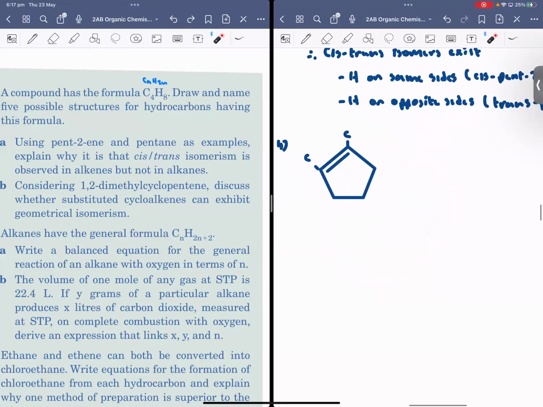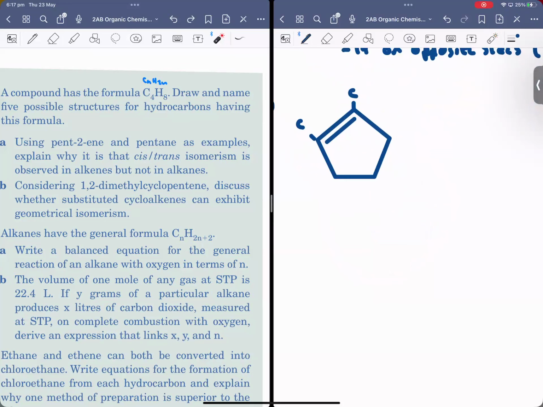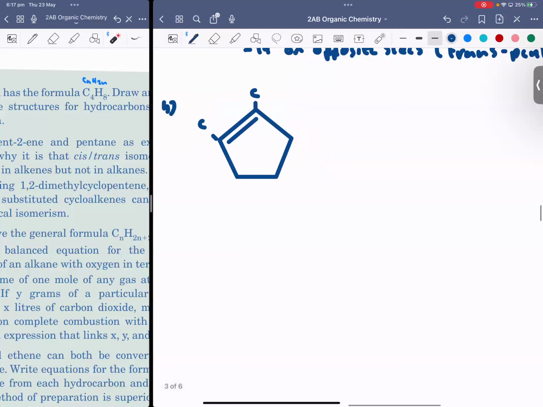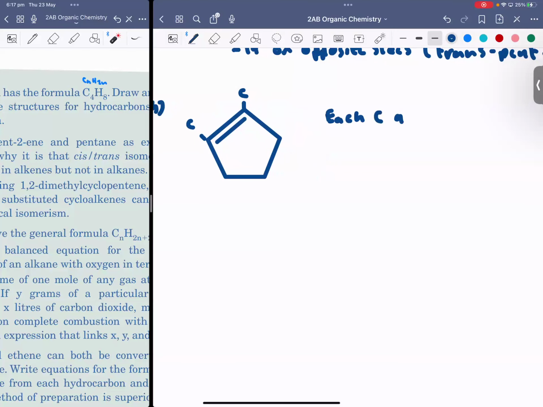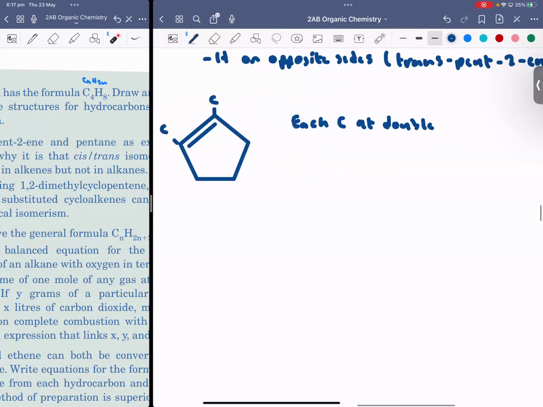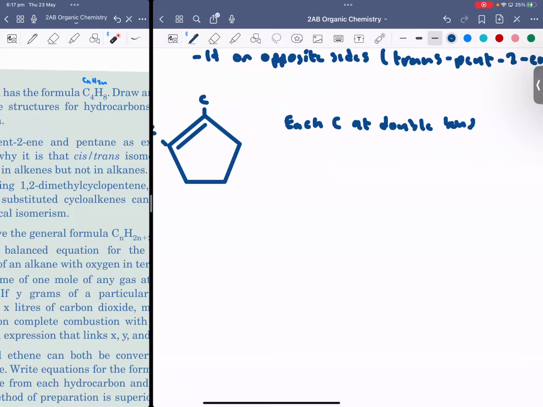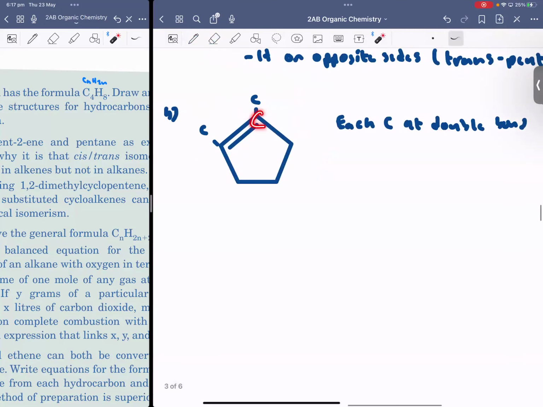No. That's why I've never seen cis or trans written in front of a cycloalkene, right? So you can explain that each of these carbons, guys, each carbon at the double bond is only bonded to how many? Each carbon in the double bond is, I can't say it in any nice words, not possible. No structure, no cis trans isomerism. Okay, can't have cis trans isomerism when it's a cyclic substance like that.